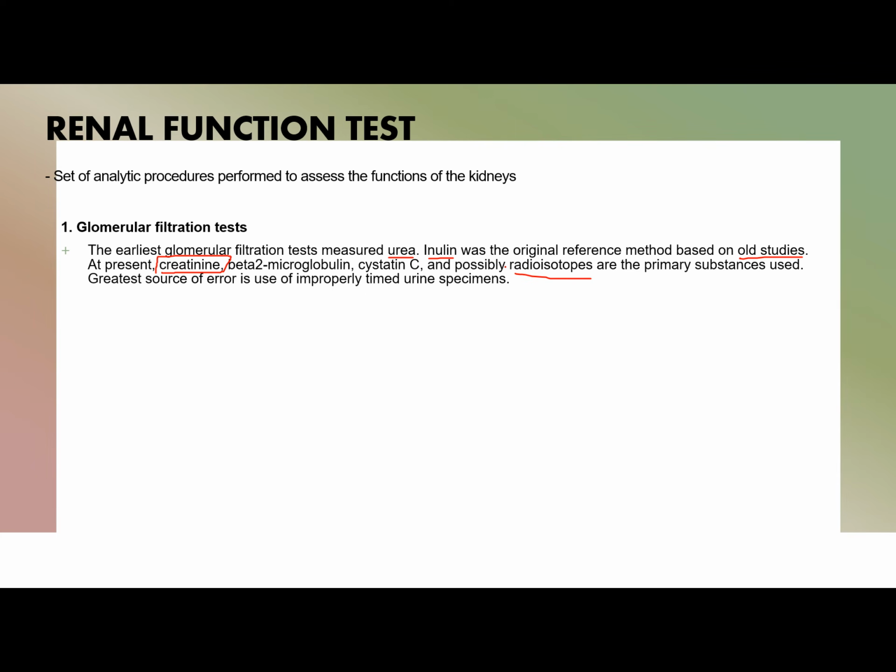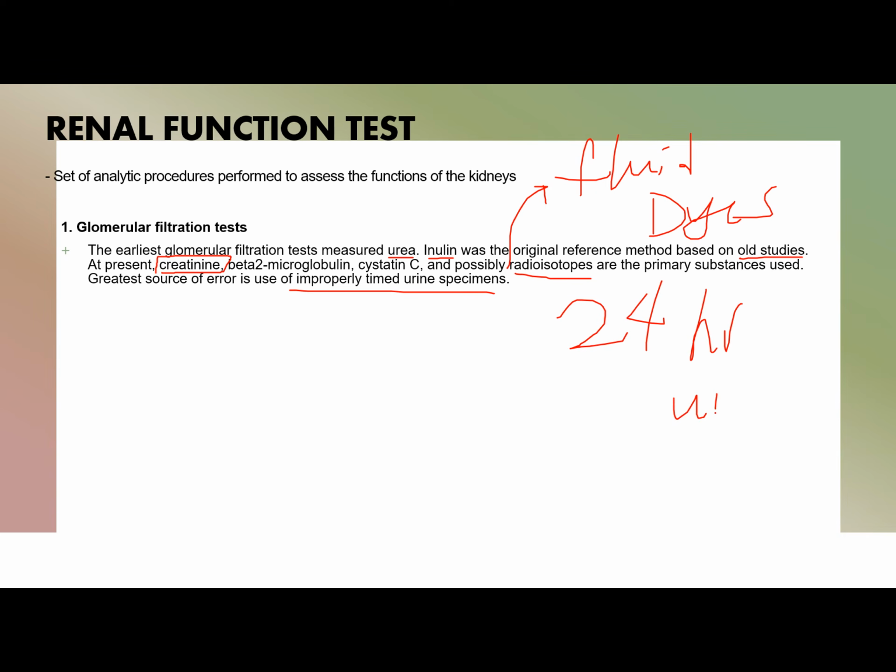Pag sinabi mong radioisotopes, class, ito yung mga fluid na ipapainom sa inyo. It would be drunk by the patient, and then it would be measured. So yun yung mga radioisotopes na to. Para silang mga dyes na iniinom ng patient. Now, greatest source of error is use of improperly timed urine specimen. Kaya nga, class, sa mga tests na to, you would be using 24-hour urine samples. Pag sinabi mong 24-hour urine samples, magko-collect ka ng urine for 24 hours.